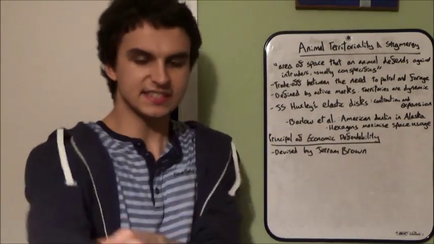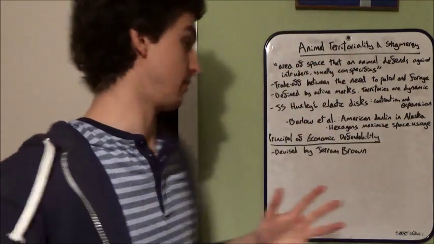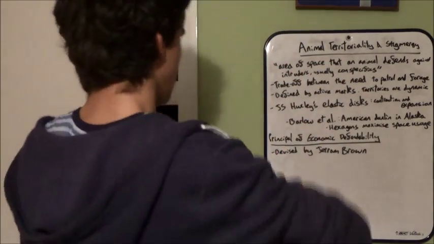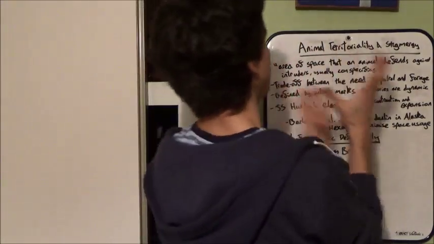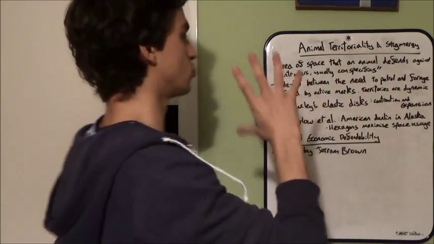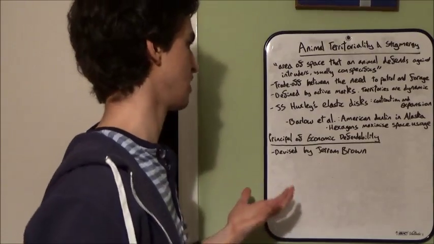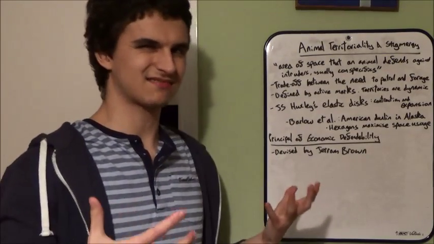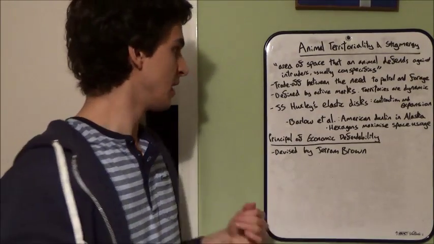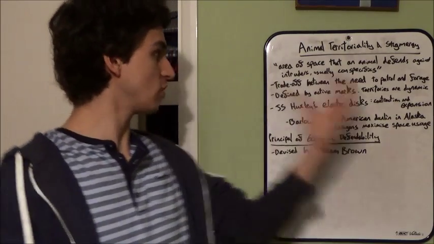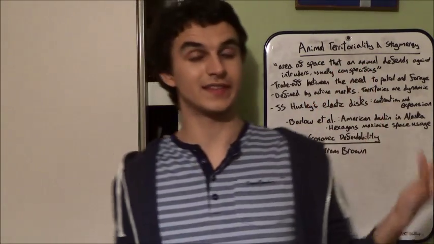Okay, so let's start off with, what is a territory? We always like to start with a good definition, don't we? So, it's an area of space that an animal defends against intruders, usually conspecifics and members of their own species, right? So that's kind of obvious, we know that. And it often is a result of a trade-off between the need to patrol and the need to forage.